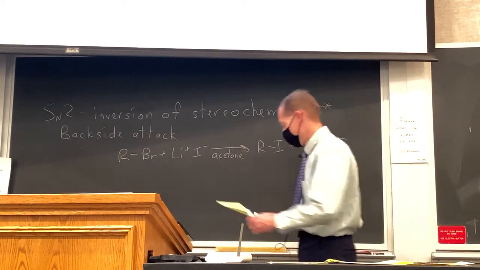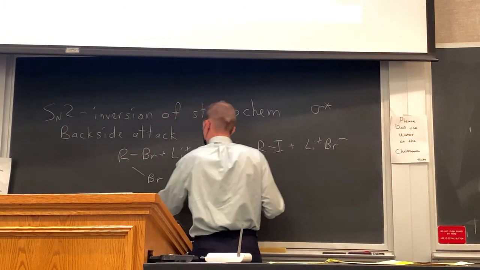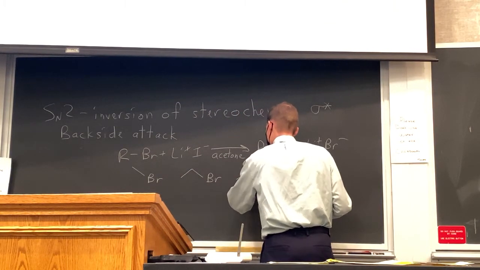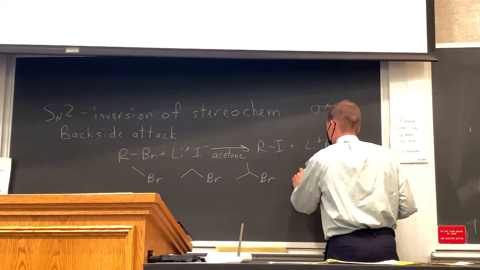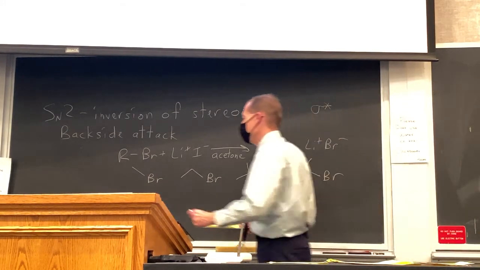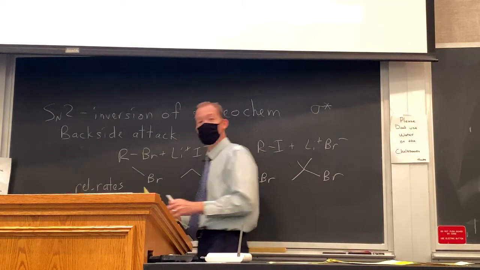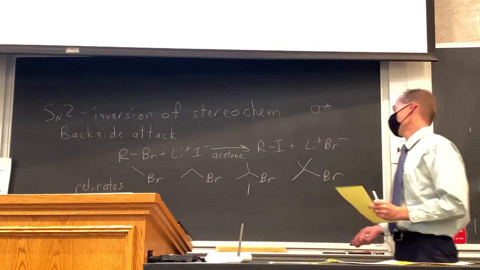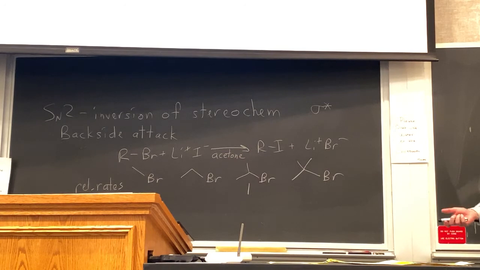Okay, so organic chemists examined this reaction with 4 different alkyl halides: bromomethane, bromoethane, isopropyl bromide, and tert-butyl bromide. And they measured the relative rates of these reactions. We're going to set the rate of the SN2 reaction with isopropyl bromide as 1. That's our standard rate. So this is a secondary alkyl halide.